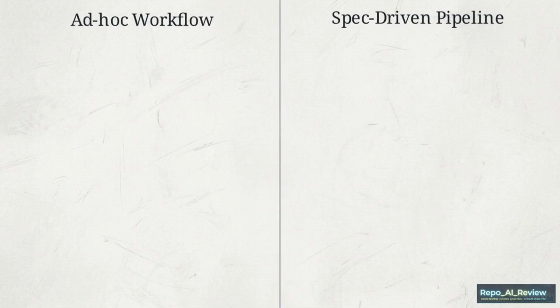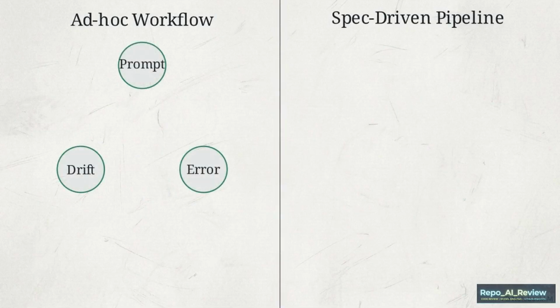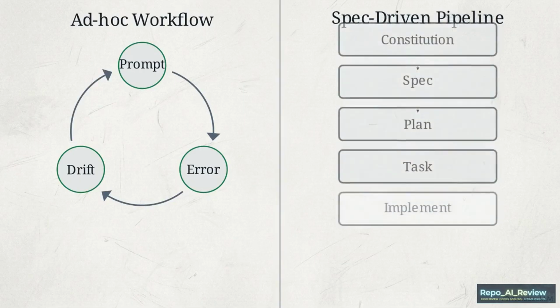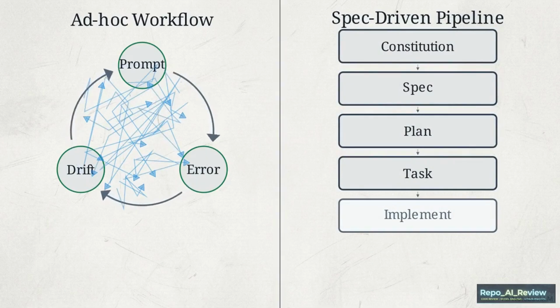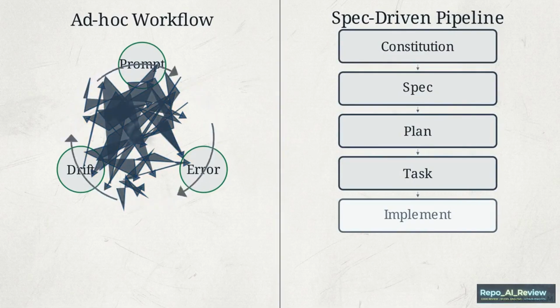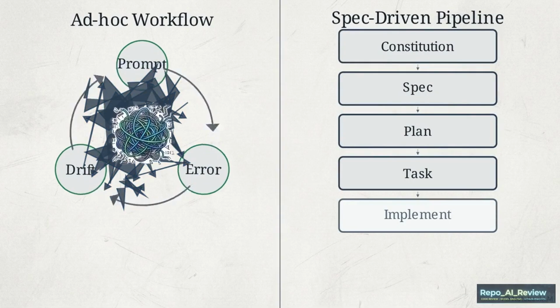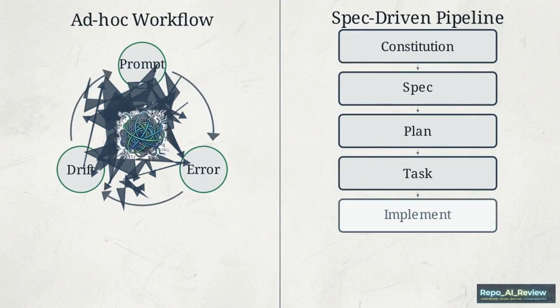This diagram shows a side-by-side comparison of how you currently code versus the spec-driven pipeline. On the left, you have the standard ad hoc workflow, a chaotic loop of prompting, encountering errors, and experiencing architectural drift. On the right, you have a linear 5-step descending pipeline: constitution, spec, plan, task, and implement. Looking closer at that left side, every time the AI misunderstands a prompt, it generates flawed code. You re-prompt to fix it, which introduces a new bug somewhere else, and those compounding errors multiply until the entire architectural integrity of your project is compromised.